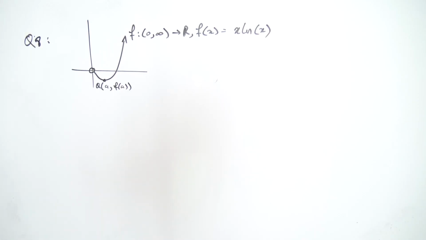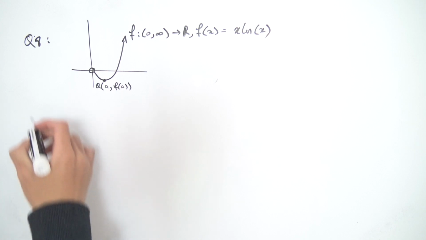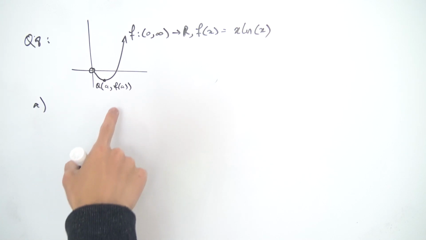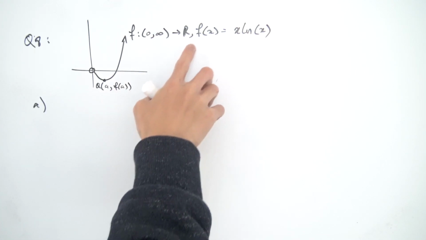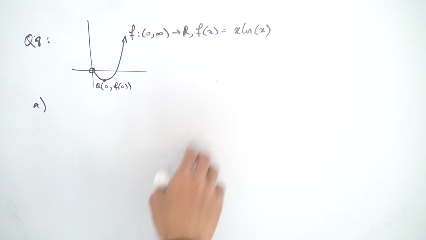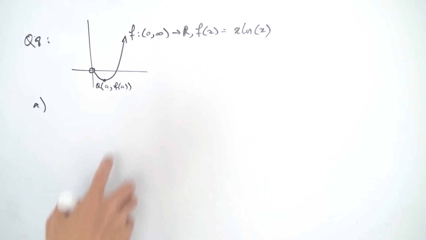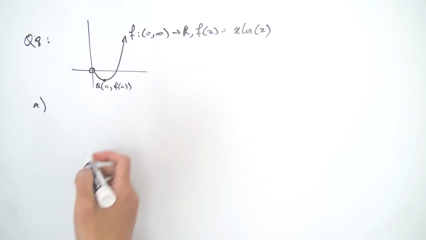Alright, so question 8 is the final question on this exam, and this is probably the spiciest question. So the first part A asks us to find the minimum of this function f of x, which is x times the natural log of x. So we're trying to find this coordinate Q that they call it, which is the minimum. And to find it, that's not too bad.